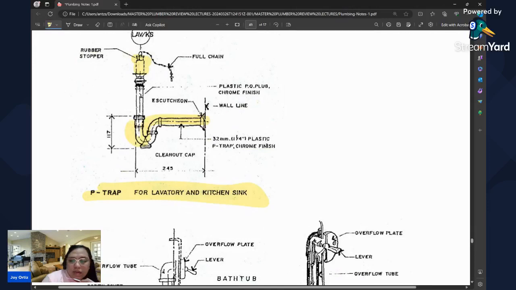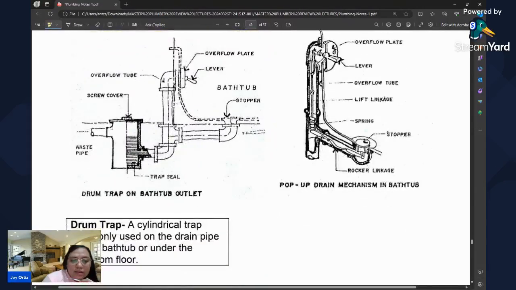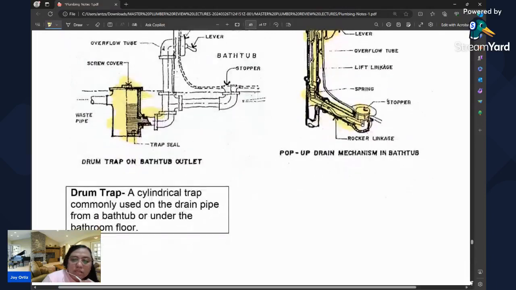Next is, we have here the trap seal. The drum trap on bathtub. This is the trap seal. So this is a sample of the drum trap. We have also the pop-up drain mechanism in bathtub. Ito po, kung saan, 'di ba pag pinush natin yung lever, bababa siya, tapos lalabas yung tubig. Pagka hindi natin siya pinush, masasara naman yung water.